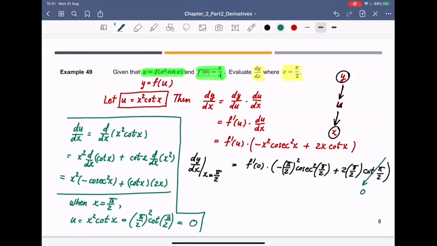Good. And then cosec pi over 2 is what? What is cosec pi over 2? Anyone know cosec pi over 2? This is 1 over sine pi over 2, right? And sine pi over 2 is 1. So that is 1.